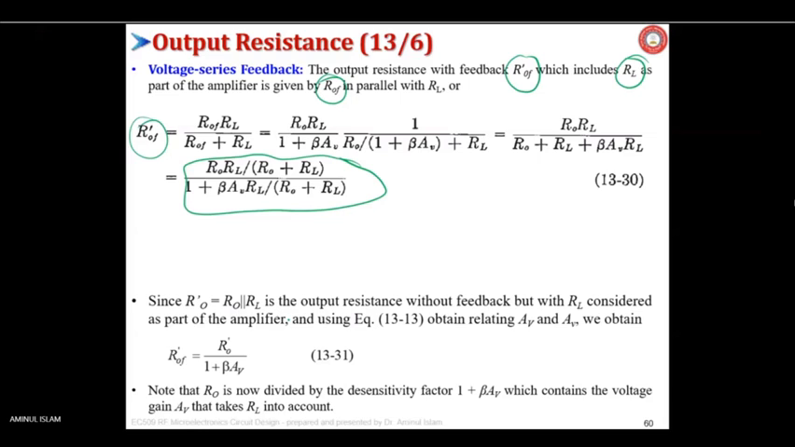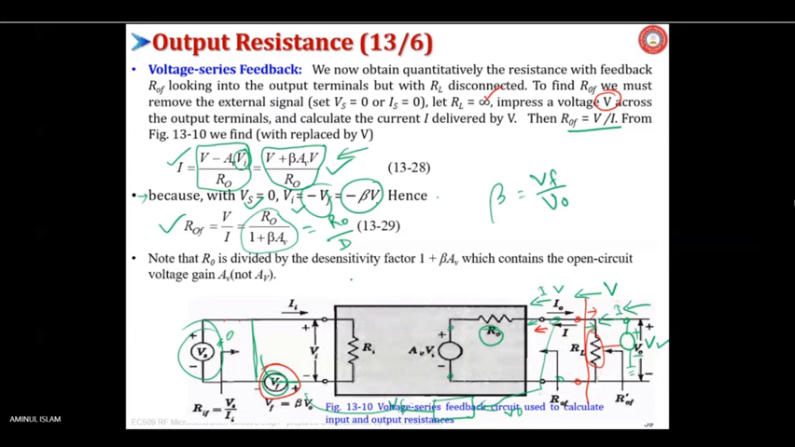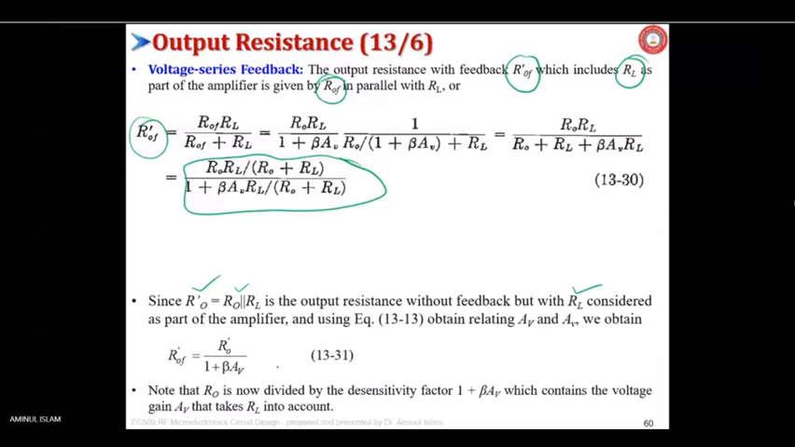Okay, good. So RO prime equals RO parallel RL is the output resistance without feedback, but with RL considered as part of the amplifier. What actually happened is here your RS has come, and inside RL also came. Note that RO is now divided by the desensitivity. Of course, we said that it can be done. That is D equals D.